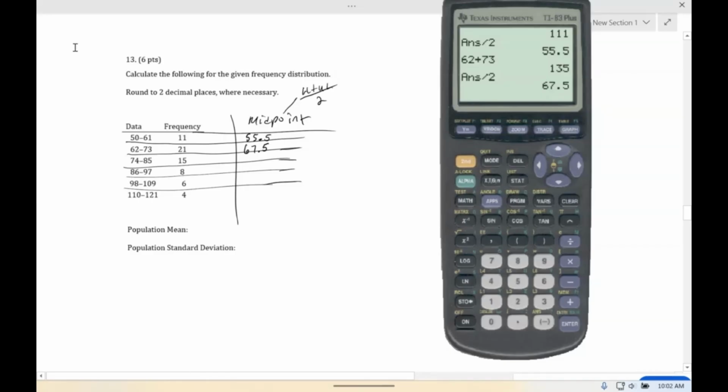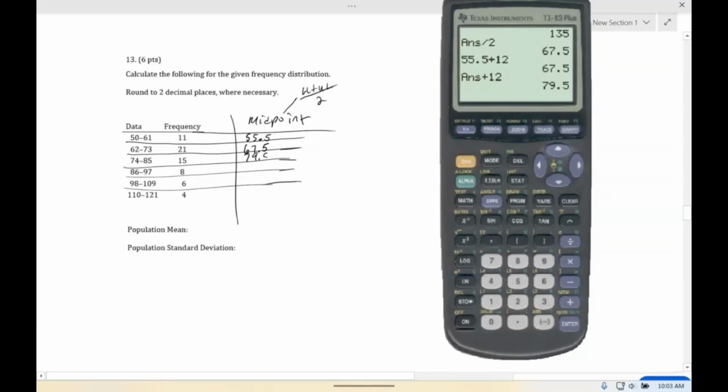So notice we can repeatedly find the midpoint, or we could find the first midpoint and simply add the class width. For this example, in order to find the class width, I'm going to subtract consecutive lower class limits. So 62 minus 50 gives us a class width of 12. So I can take my first midpoint, 55.5, and repeatedly add 12. That gives me 67.5 for the next midpoint. I'm going to add 12 again.